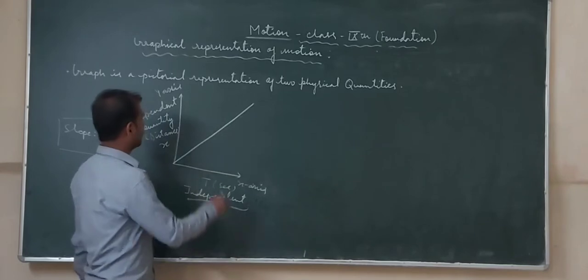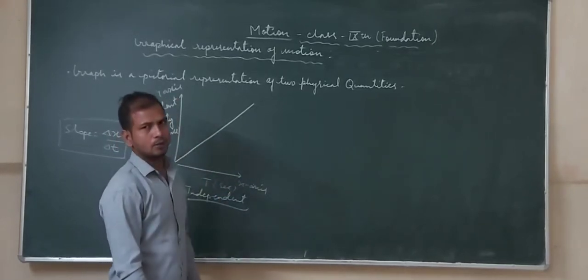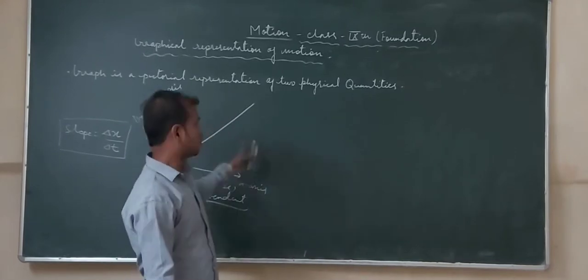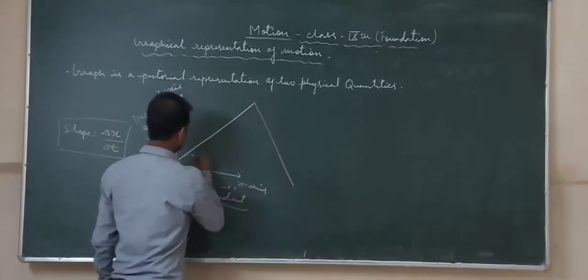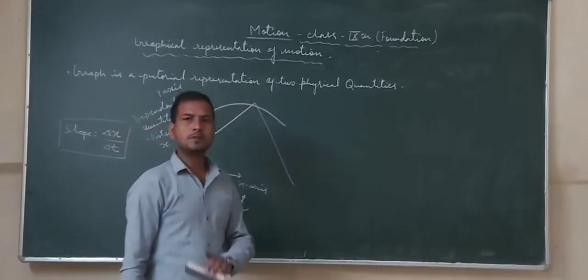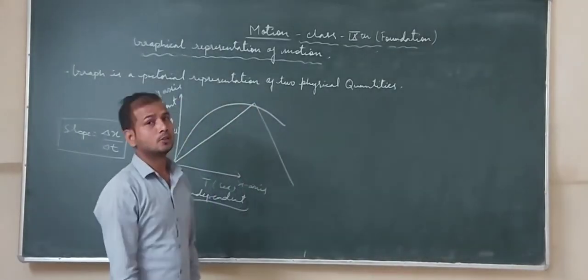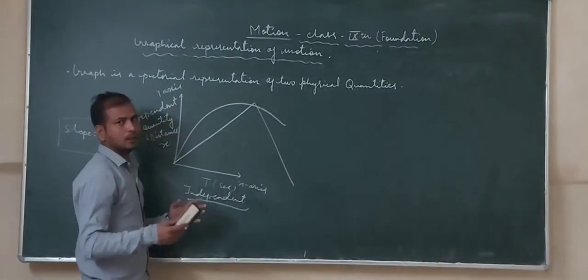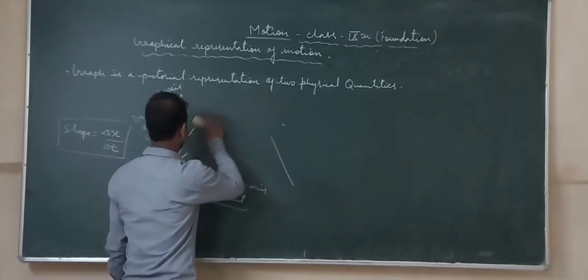But the question arises, why is the slope normally like this? Why is the graph not like this? Then I must tell you that the graph may be like this also, may be like this also. So in this section of the video we are going to talk about all those types of slopes that are formed between the dependent and the independent quantities. So let's do it.